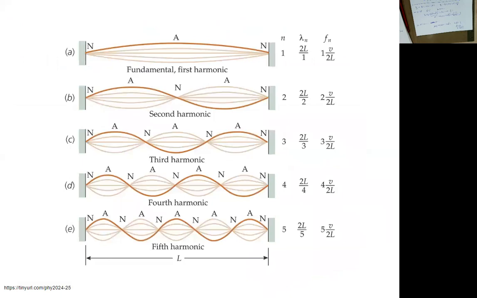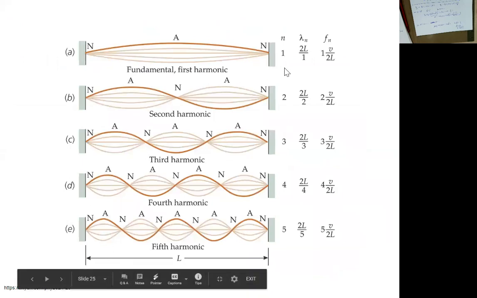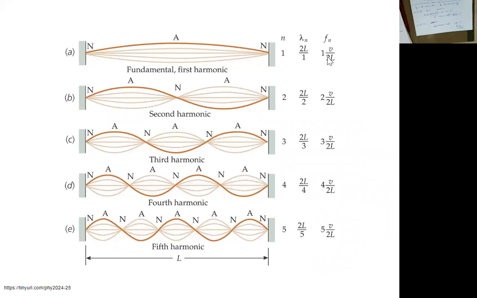And you can summarize that. So if n is equal to 1, the wavelength is 2L, and the frequency will be V divided by 2L. For n equal to 2, the wavelength is 2L divided by 2, so that's basically L, and then the frequency is V divided by L, etc. from this table.